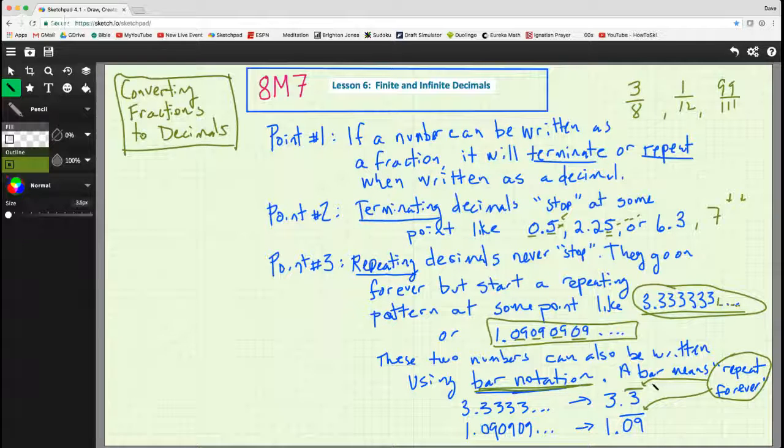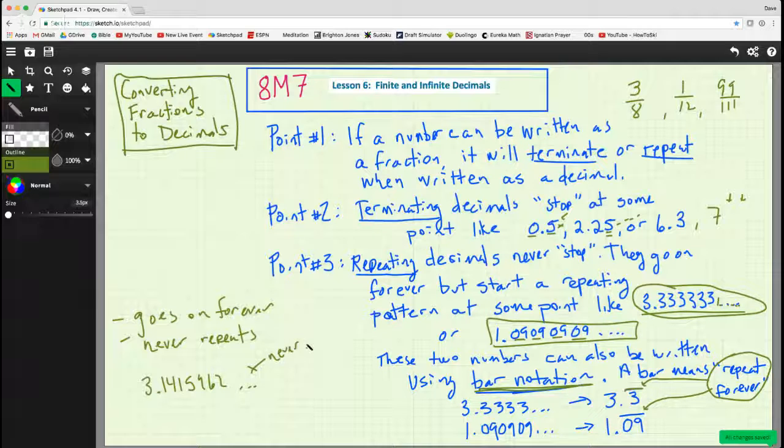There's one other kind of decimal that we're not going to really talk about today, and that would be a decimal that goes on forever and never repeats. So that's a possibility. That's a number like pi. 3.1415962... and it never repeats in a predictable fashion.